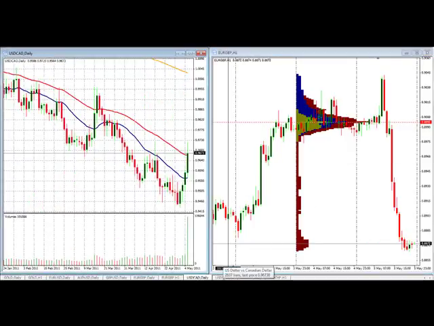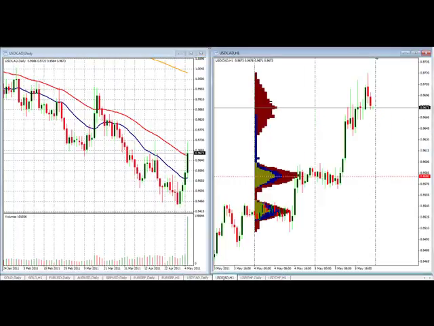Now on the dollar pairs, you'll see a couple things. So here's the dollar Canadian.